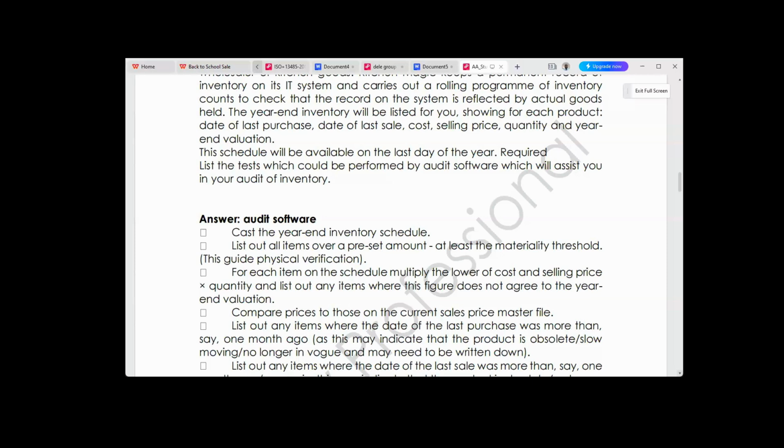By the management before any subsequent adjustment. Okay, so you now compare. Then list out any item where the date of the last purchase was more than, say, a month ago.